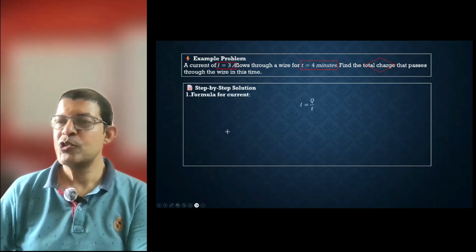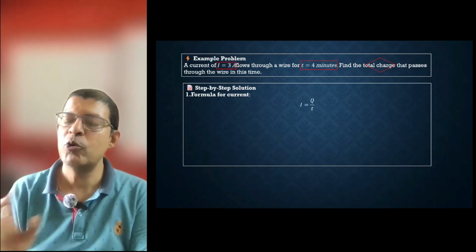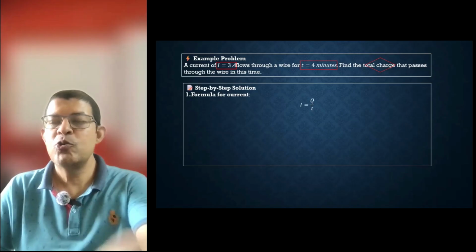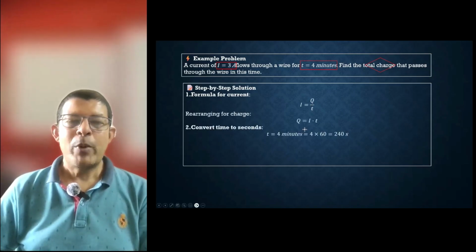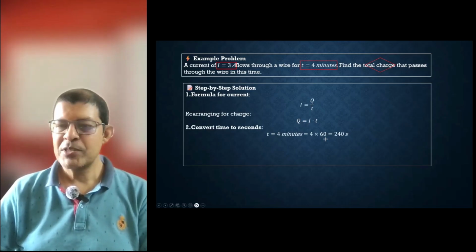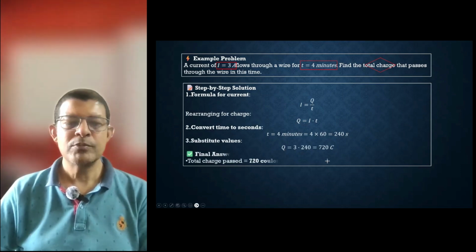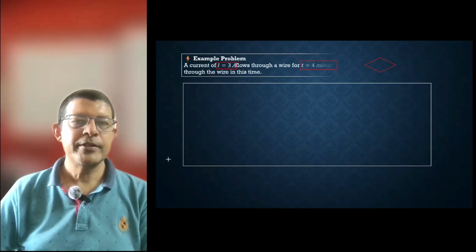Step-by-step solution. The first step is basically to identify the formula, which formula to apply based on what is given. So current is given and time is given. That means we need to use the formula I equals charge by time. By rearranging this, the total charge equals current into time. Time is converted into seconds, and then finally you get the charge, which is 720 coulombs. This is your final answer. Let's clear the content.